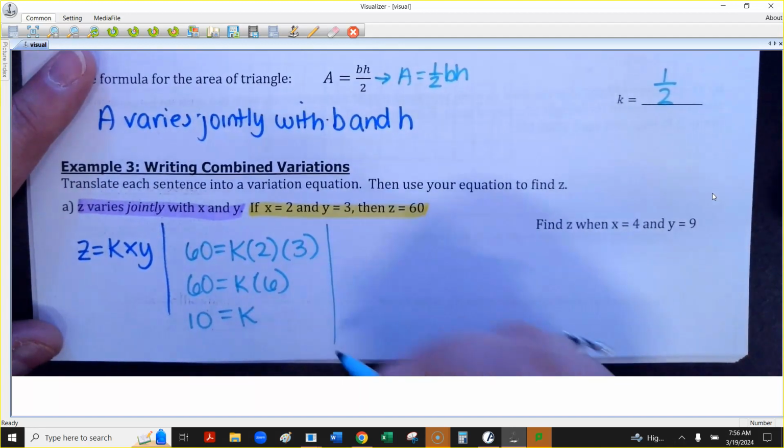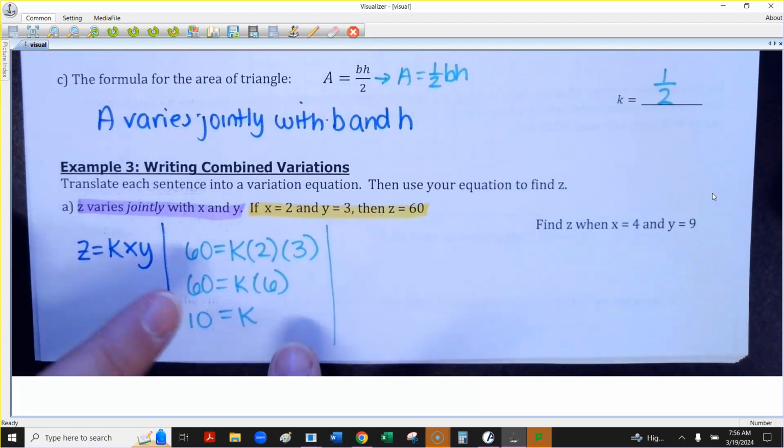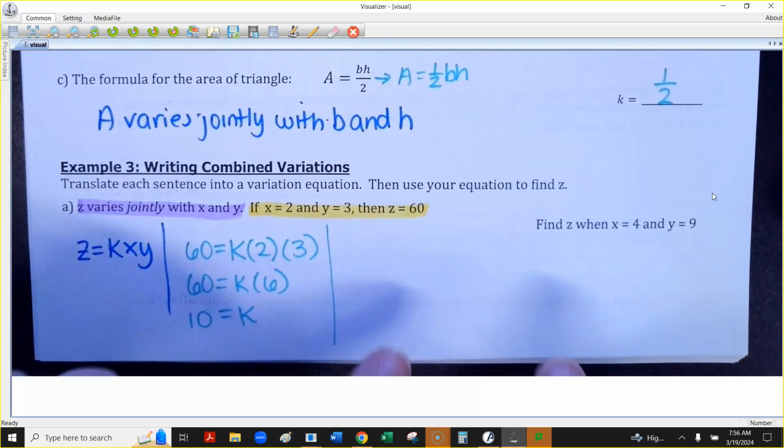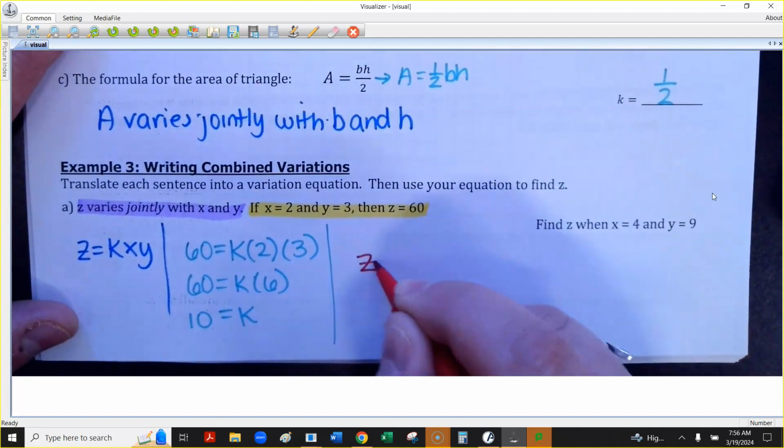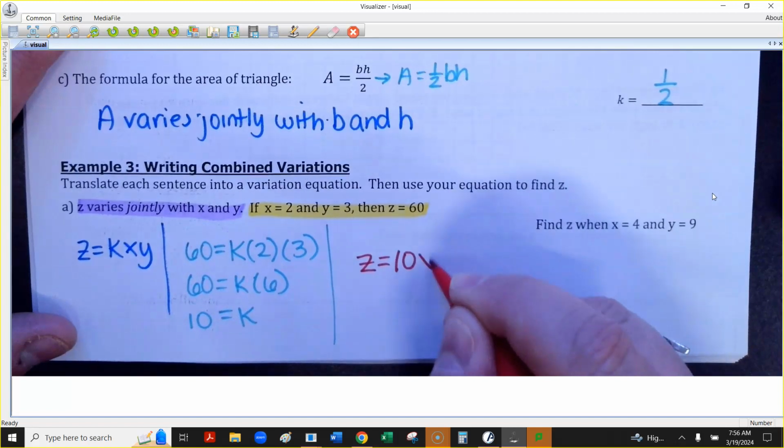Okay, then what I would have you do is just rewrite your equation real quick, like step 3. You get your setup. They'll give you numbers to figure out k. And then as your third step, I'm going to rewrite that original equation, but now that I know the k value, I'm just going to put that in place.